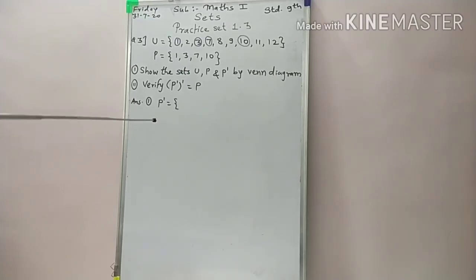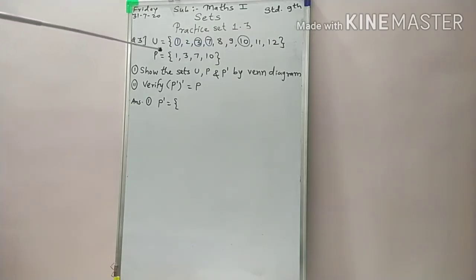So here we write down complement of P, P dash, equal to what? In curly brackets. Now what is the concept of the complement of a set? Yes, we have given two sets, the universal set and that particular set P, so the elements having in U but not having in P. So here I circle those numbers which are in P: 1, yes, in P; 3 is also in P, 7 also in P, and 10 is also in P. So the remaining, what? 2, 8, 9, 11, 12 are not in P.